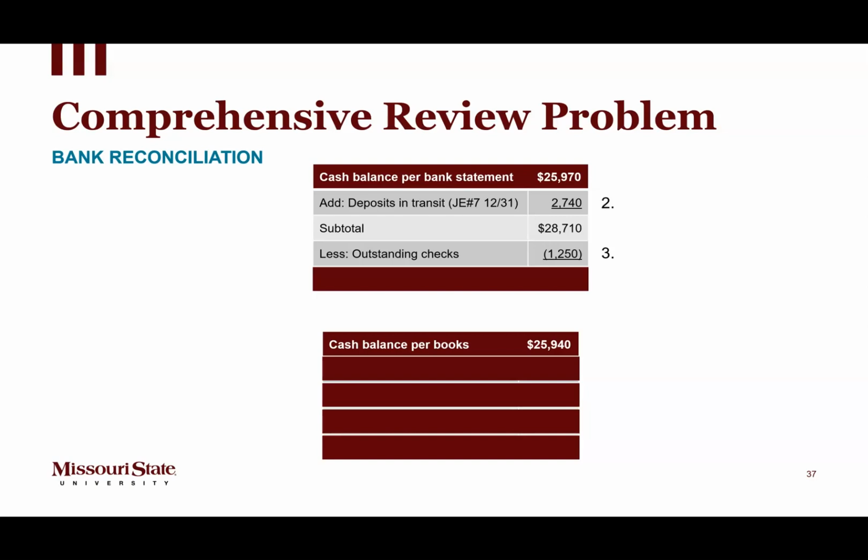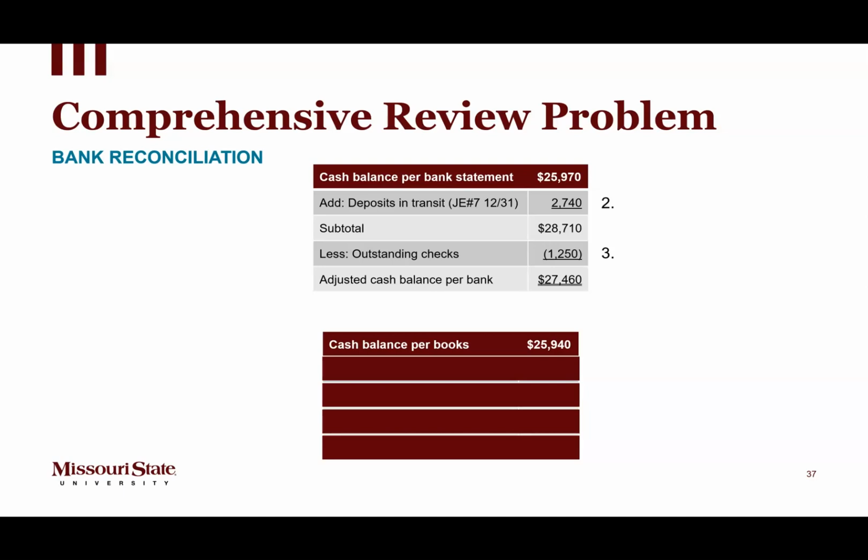Now we've got to reduce that amount by the outstanding checks, that $1,250, right? That was fact number 3. This gives us a new adjusted cash balance per the bank of $27,460, right? So you can see those are 2 transactions that we knew about that the bank didn't know about, right? So we have to adjust that bank statement balance, okay?